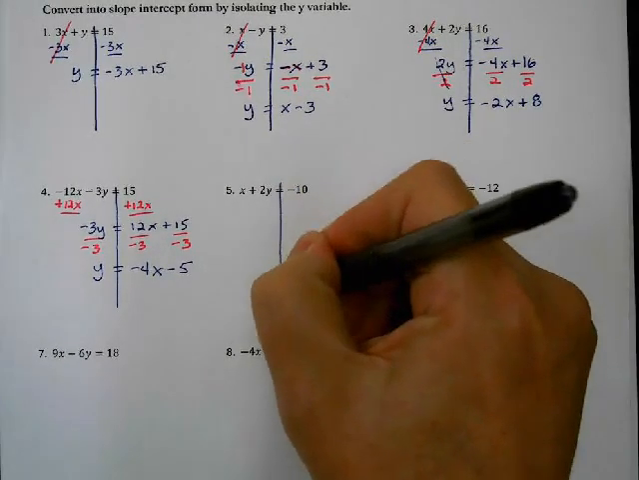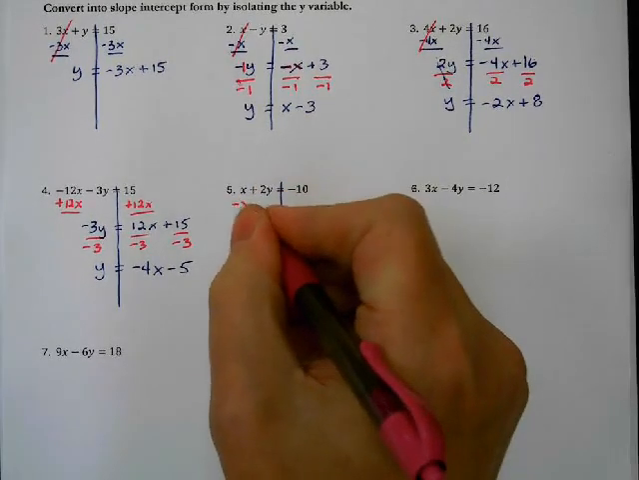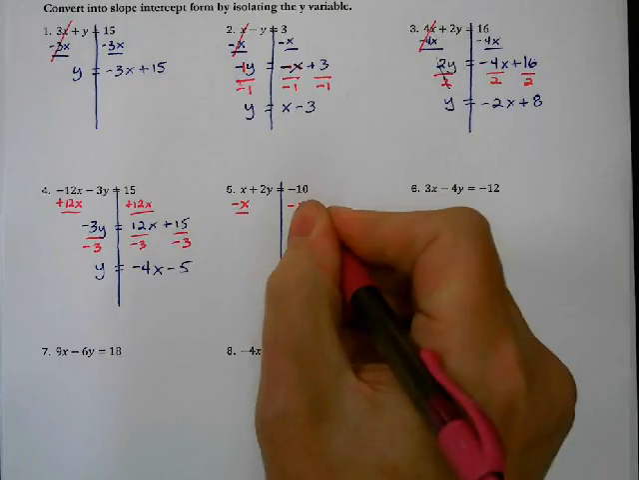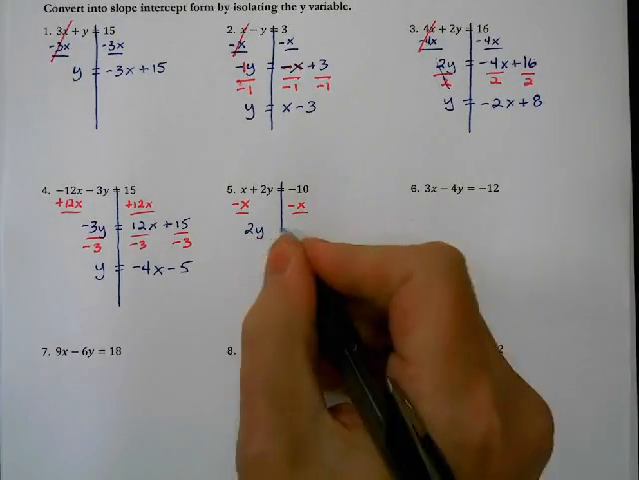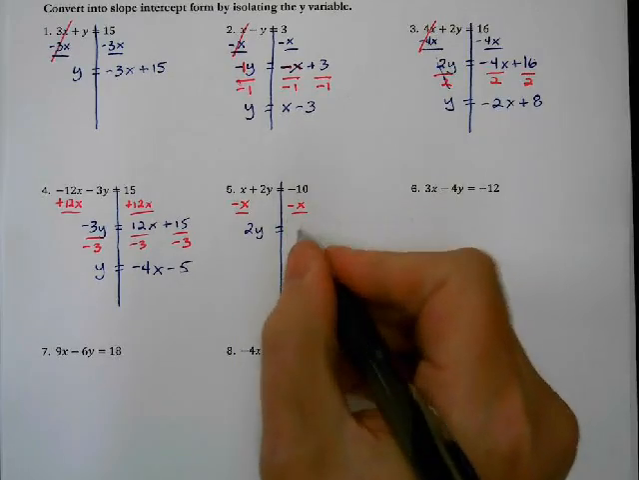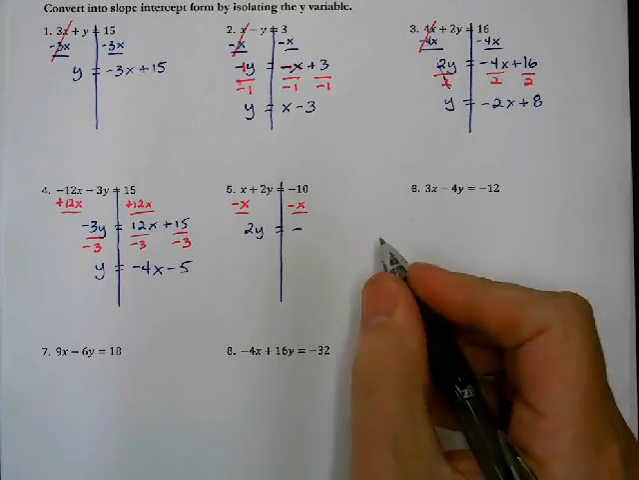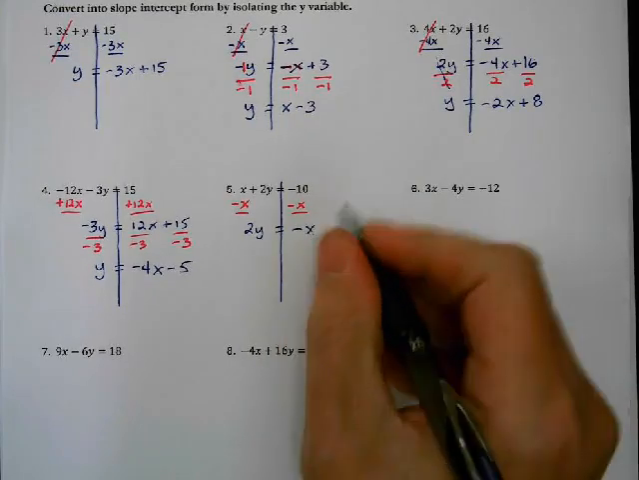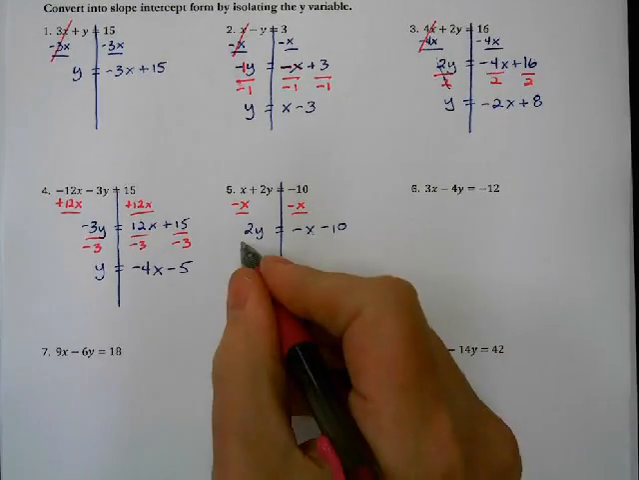All right, so I am going to follow the pattern that I've been doing here. I'm subtracting x from both sides. I move the x term first. I get 2y equals, these are not like terms, -1x. It's either -x or -1x. You can do it either way. Minus 10. Not like terms, couldn't combine them. Now I'm going to divide everything by 2.